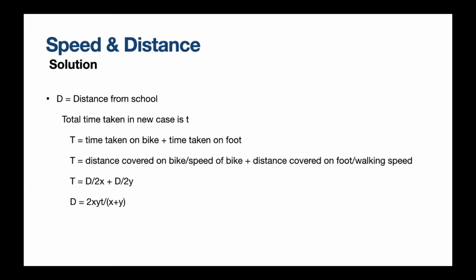Now d by 2, because in the question it has been mentioned that half of the distance was traveled on foot and half of the distance was traveled on bike. Now d by 2x plus d by 2y will be equal to the total time t, and this way d can be calculated, which is equal to 2xy divided by x plus y. Now this is the solution of the problem, that is option C.